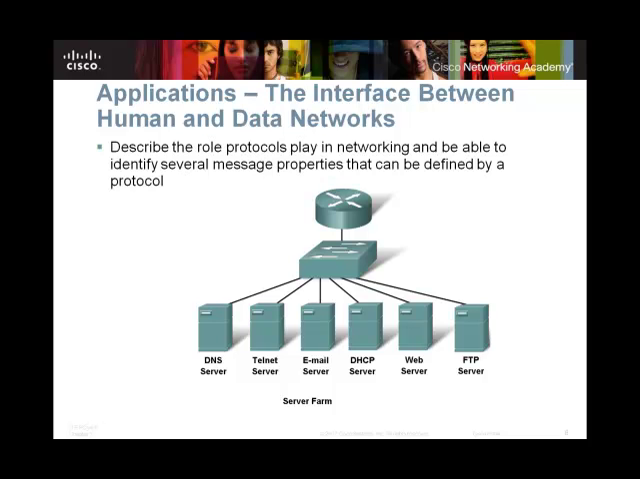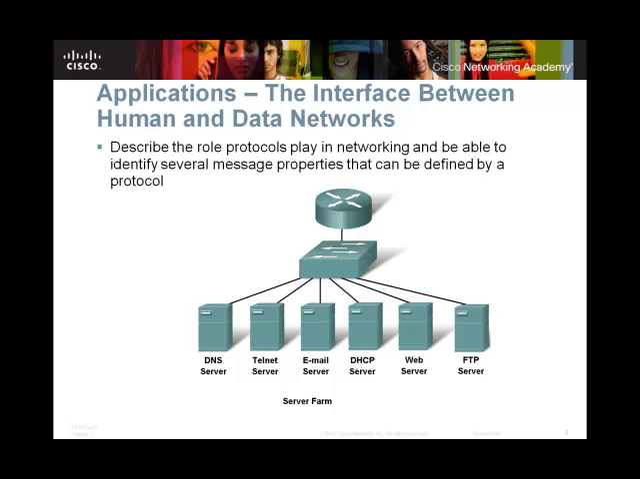And this slide here shows some of the application services that run on our networks. And these all happen at the application layer. We have DNS, Telnet, which would allow us to connect to a remote computer, email, DHCP, web server, FTP, that stands for file transfer protocol. If you ever download a file from a website, you would more than likely download it over the FTP protocol.